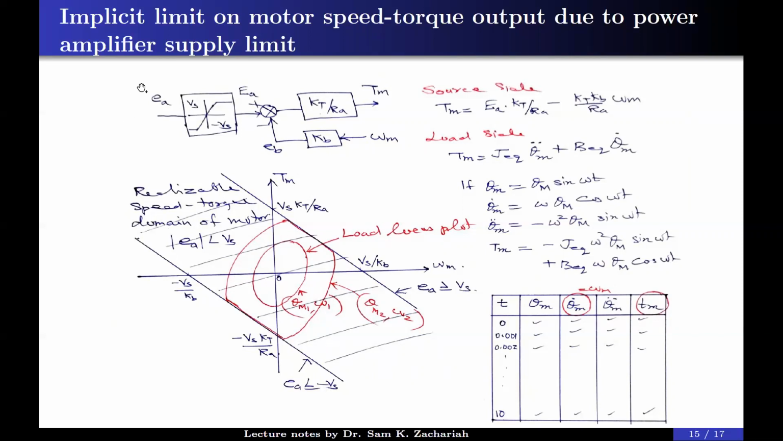So finally, you can say that when EA is varying from plus Vs to minus Vs, the available speed torque domain, that is, the mechanical power from the motor represented as speed into torque, while the motor is able to deliver power to the load shaft, can be represented by this hatched portion. That's what I am writing here: realizable speed torque domain of the motor when the magnitude of EA is less than Vs. So these are the important points.